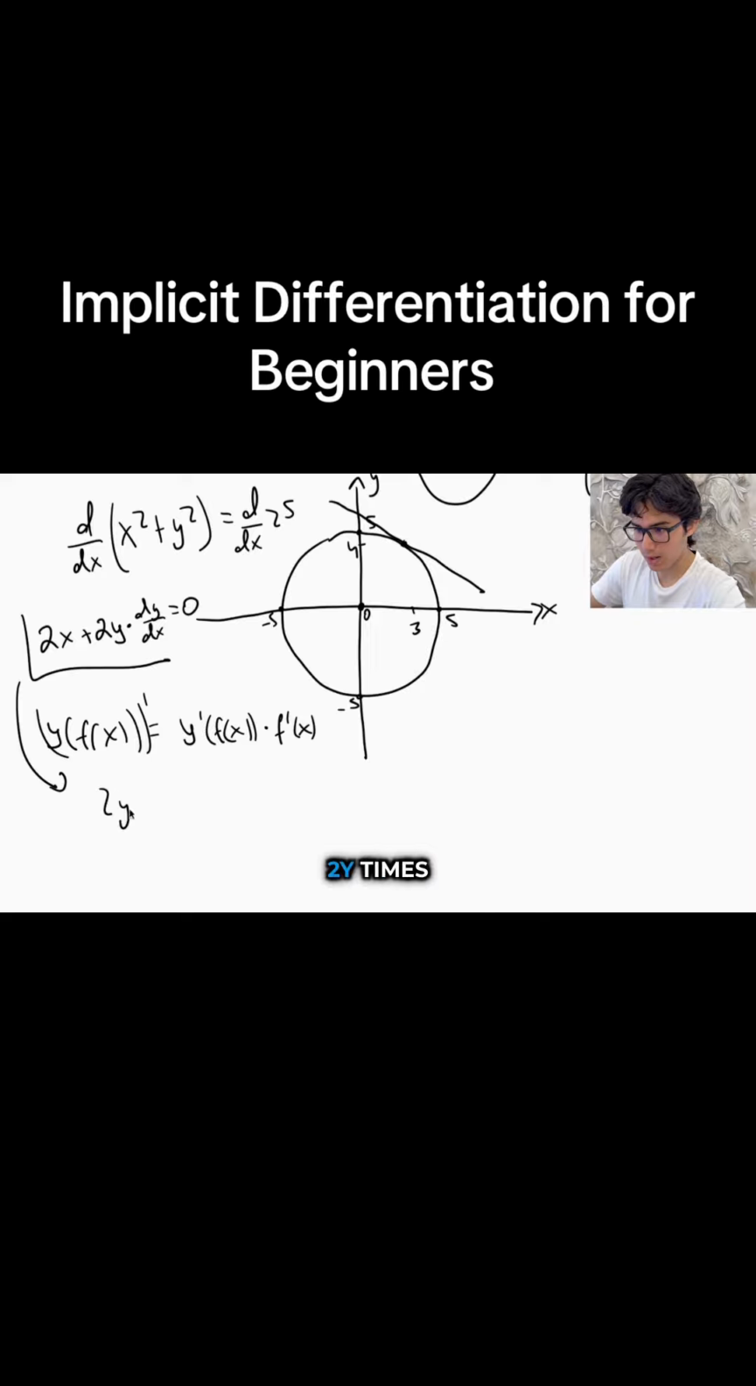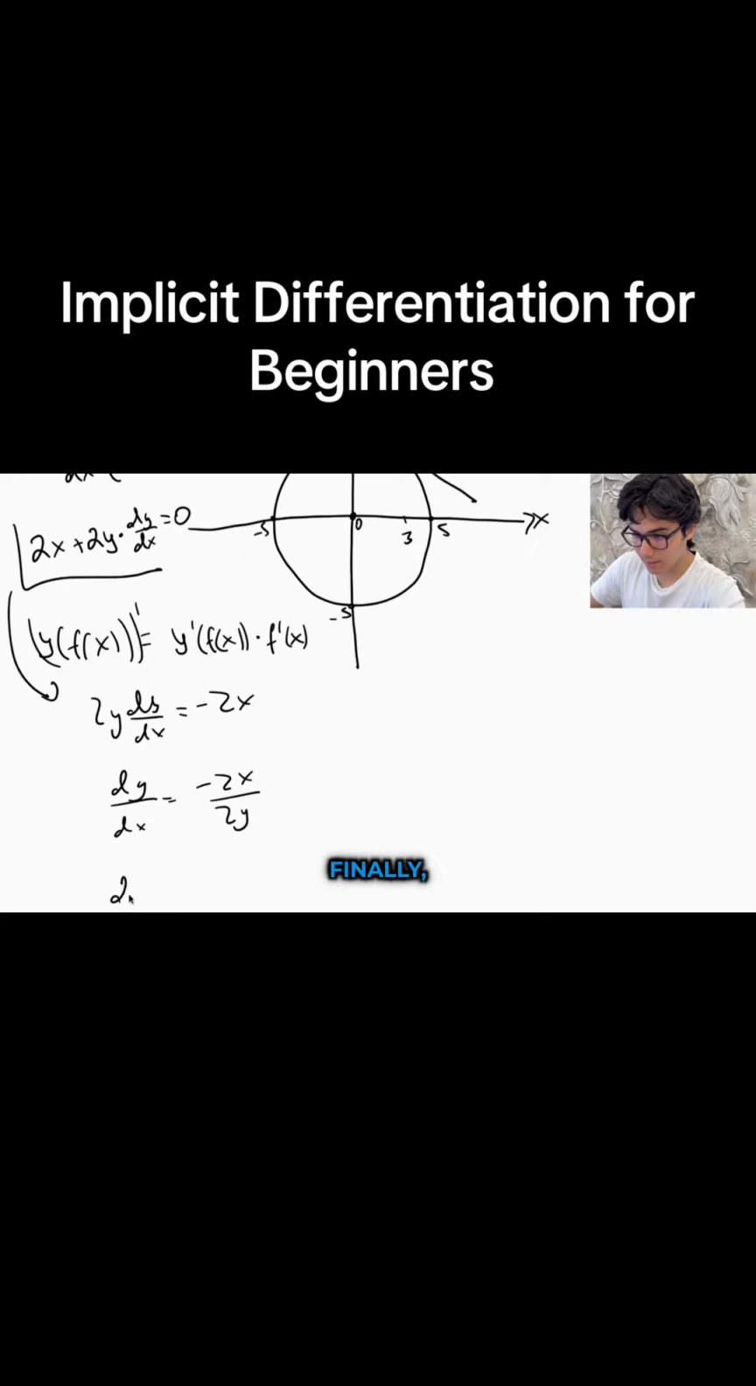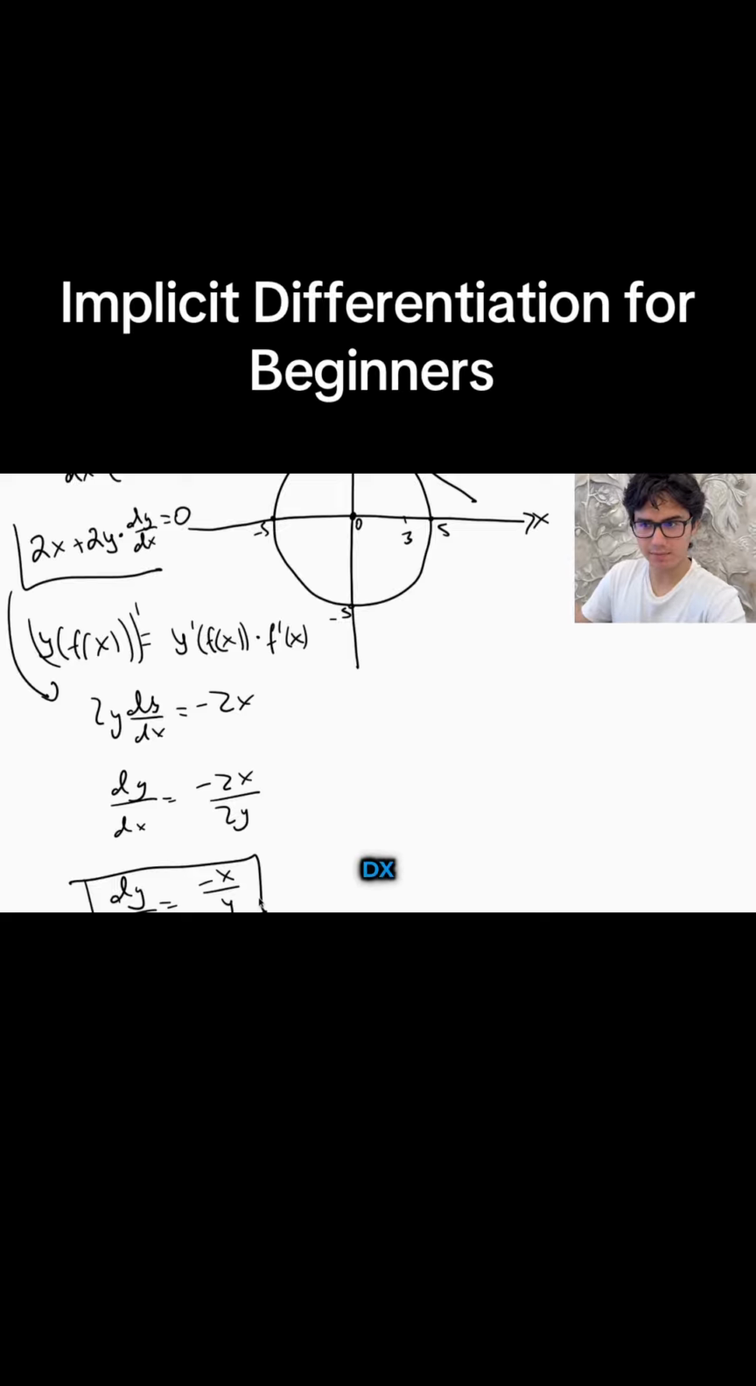So 2y times dy over dx is equal to minus 2x, then dy over dx becomes minus 2x over 2y, and finally dy over dx becomes minus x over y. And this is our dy over dx. And dy over dx basically tells us that if we put in any x and y value that exists in our circle, it will generate the gradient of the tangent that passes through that point.